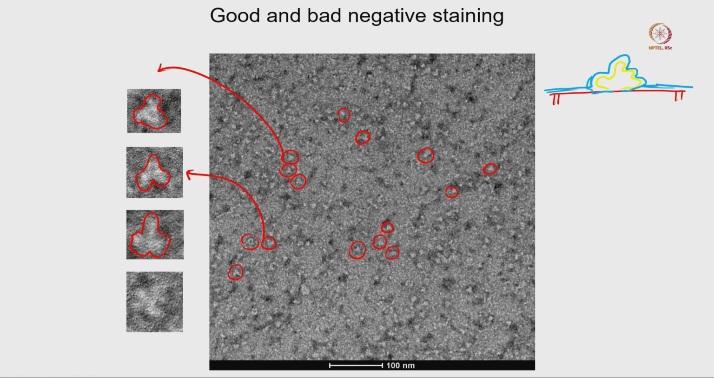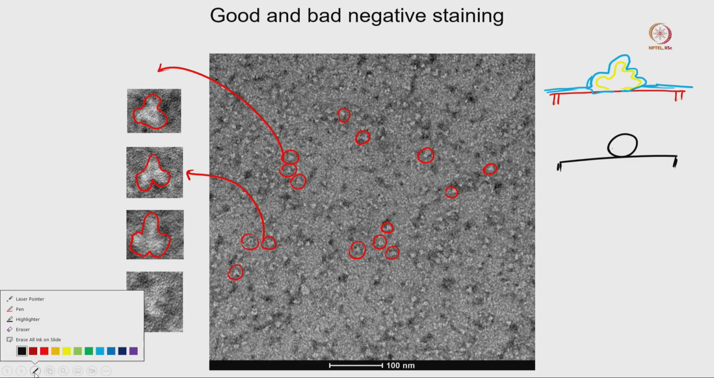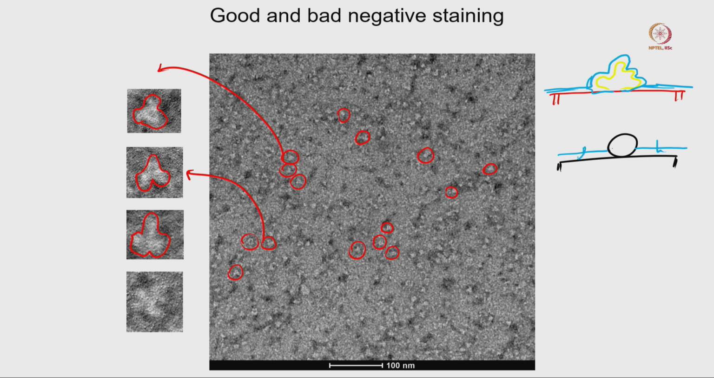Now, based on this, there are three possibilities. If we have a carbon coated grid and I have a sample here, sometimes the staining solution or stain will be deposited like that, and then the scattering from your protein molecule and the scattering from the staining solution on the grid will be almost the same, and then you cannot distinguish your protein sample from the background. That is basically called a light stain sample.